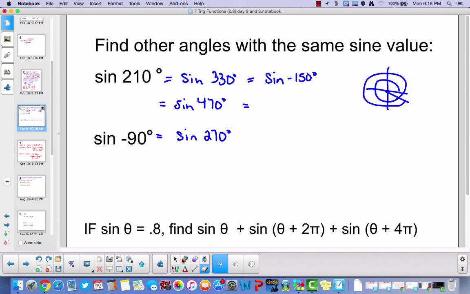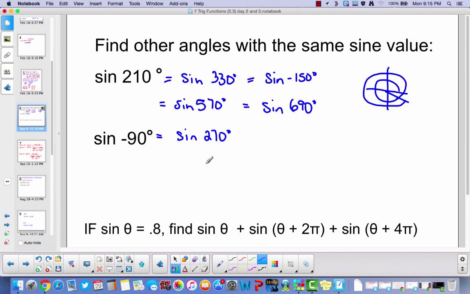Let's try that again. 210 plus 360 is 570. 330 plus 360 is 690 degrees. And we could repeat that pattern over and over again.